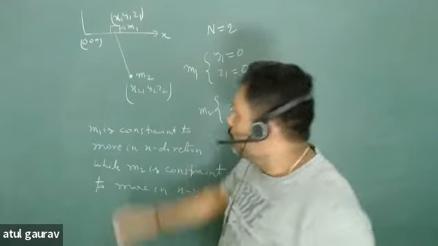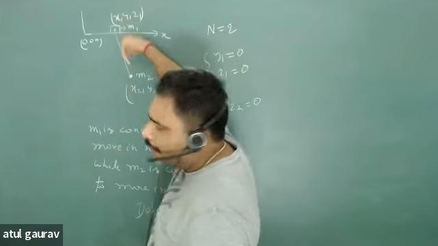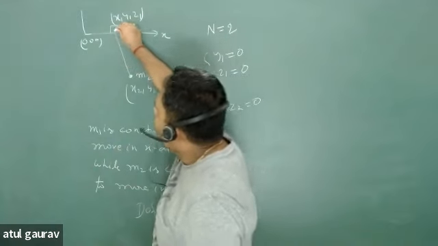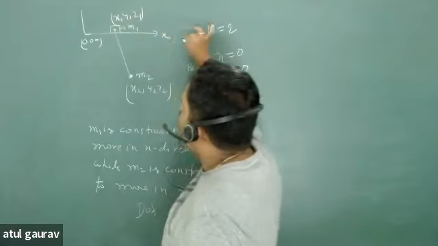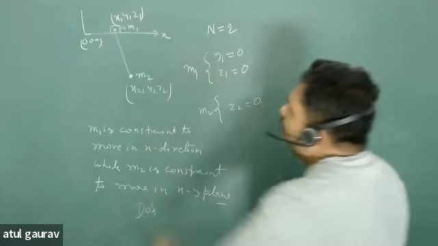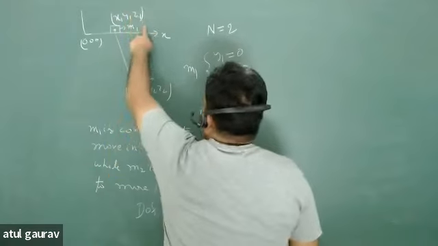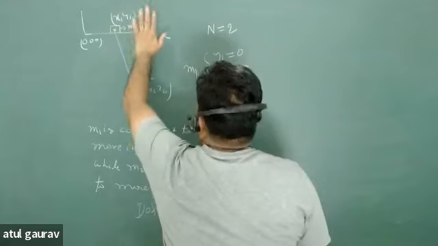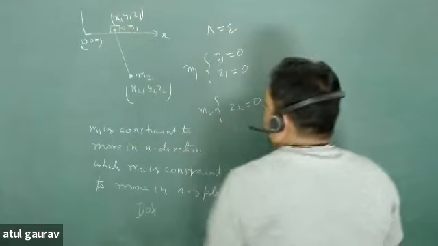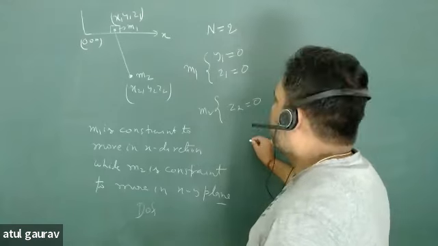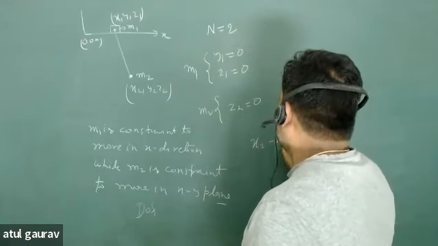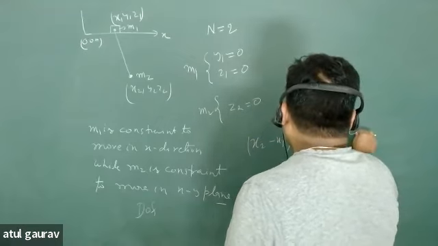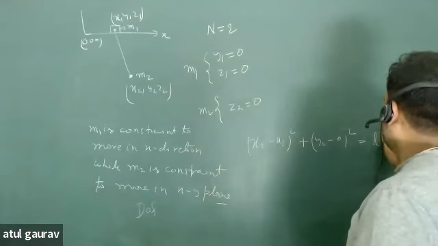Why? Because they are attached to the end of this massless string or this massless rod. You can just assume this is a massless rod, so hence this length is always fixed. Then obviously there is one more constraint. The motion of M2 and the motion of M1 is not independent, rather they are dependent, at least in a linear sense. So what is going to happen? I can write (x2 minus x1) whole square plus (y2 minus 0) whole square must be equal to L square.